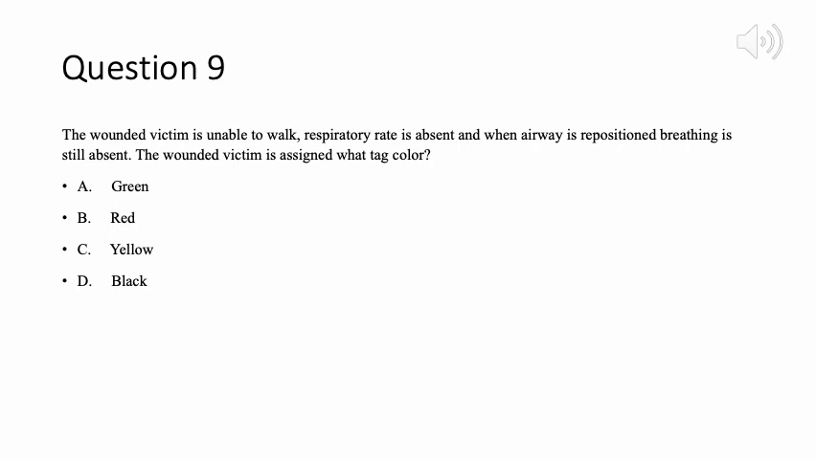Question number 9. The wounded victim is unable to walk, respiratory rate is absent, and when the airway is repositioned, the breathing is still absent. Which tag color would this victim be assigned to? A, green, B, red, C, yellow, and D, black. I feel like this one is pretty easy because we just talked about it in the last question. The answer should be D, black.